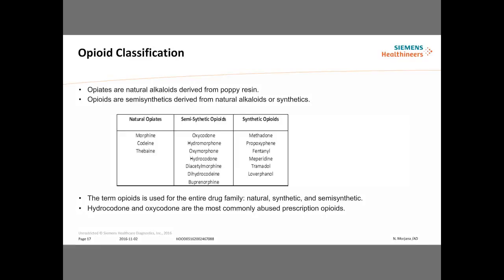Opioids are the most prescribed drugs for pain management. The terms opioids and opiates are used interchangeably. However, opiates are the natural alkaloids derived from poppy resin, such as morphine and codeine. The semi-synthetic opioids are derived from the natural opioids. However, fully synthetic opioids such as methadone, propoxyphene, and fentanyl are also used for pain management.